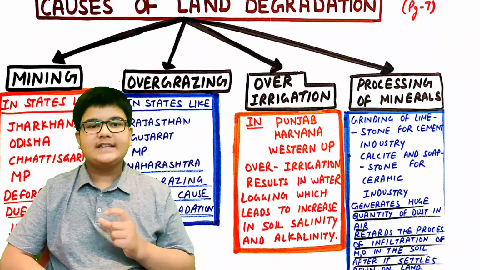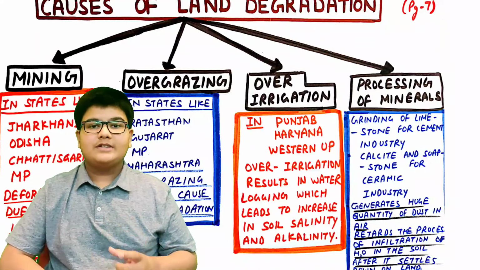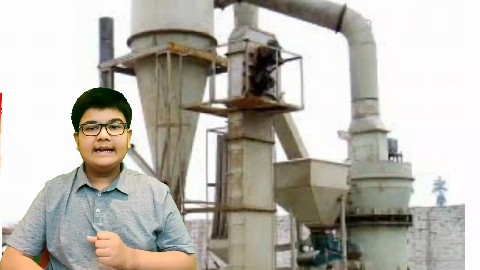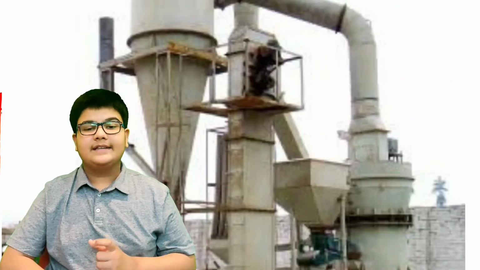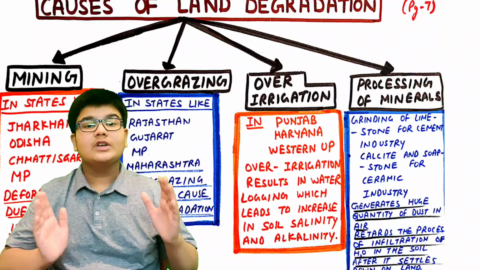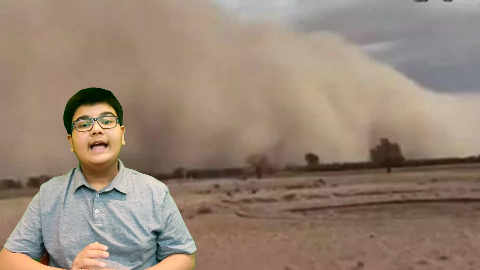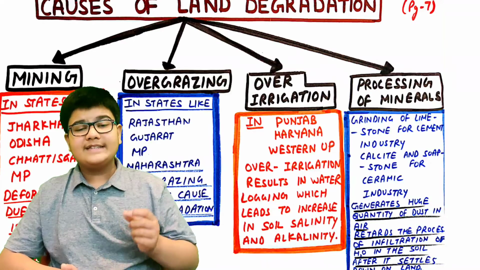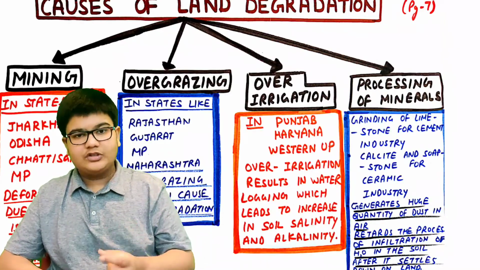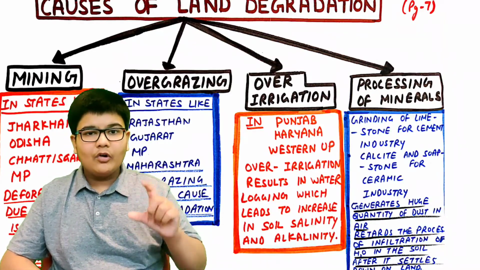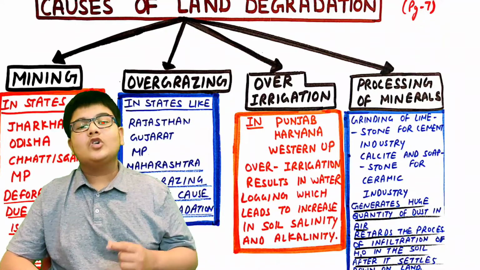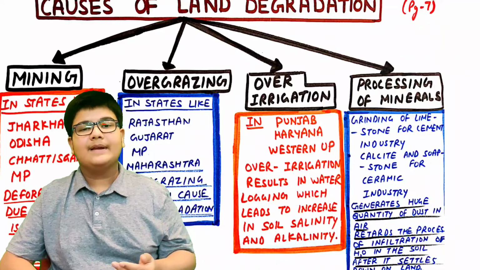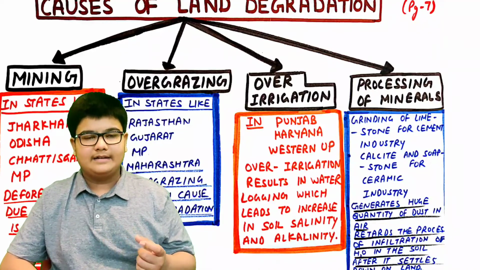Fifth, processing of minerals. So mineral processing such as grinding of limestone for the cement industry and calcite and soapstone for the ceramic industry generates a huge amount of dust in the atmosphere. And once this dust settles down on the ground, then it prevents the seepage of water into the soil. So as the groundwater level decreases, the soil becomes less fertile and slowly it becomes desert soil.